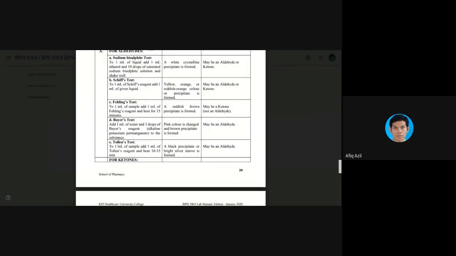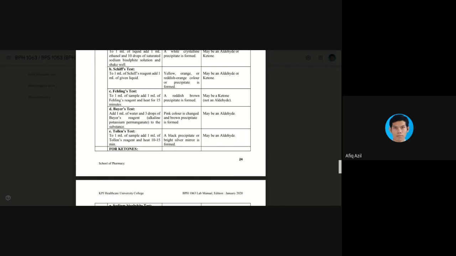And then the last test for aldehyde is the Tollens test, or using Tollens reagent. This is when you mix your sample with 1 ml of Tollens reagent and heat it in a water bath for 10 to 15 minutes. The observation that you will see is a silver mirror forming. The silver mirror is actually silver, Ag, because the Tollens reagent contains silver Ag ions. So the silver will end up deposited on the wall of your test tube.